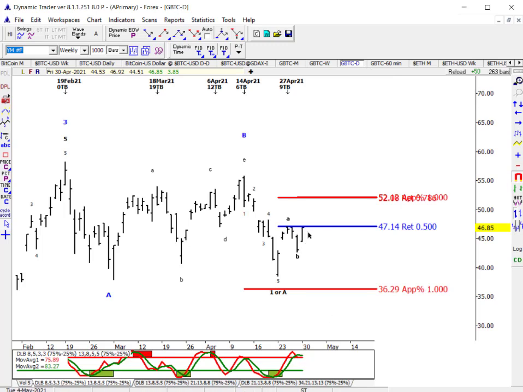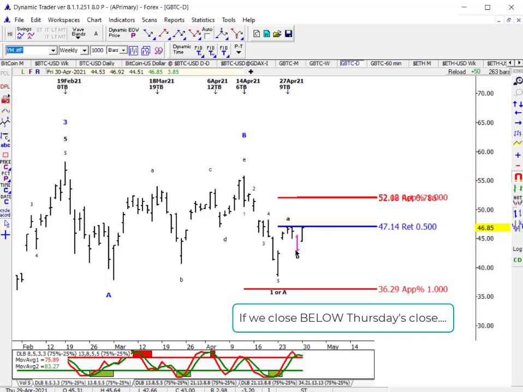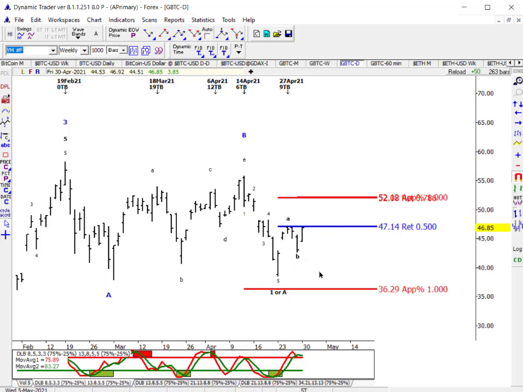Daily momentum's overbought. Again, another day or two sideways to up, but if we close above Thursday's close, this correction should be complete, and then we should continue the decline in Bitcoin to below last week's low. So again, a fair amount on the downside in the next couple of weeks, more than likely at least.